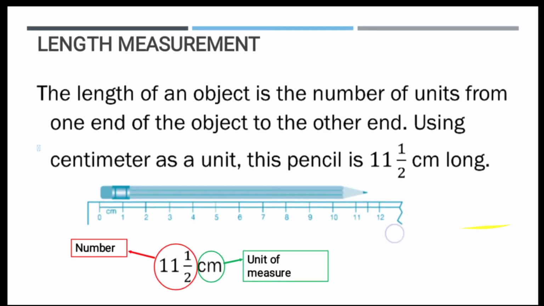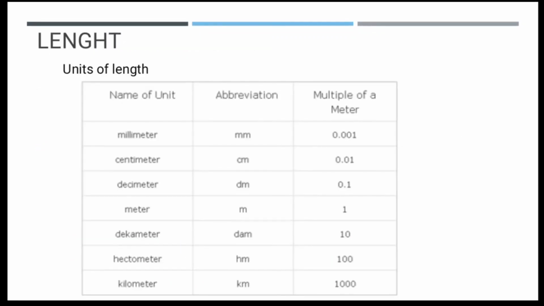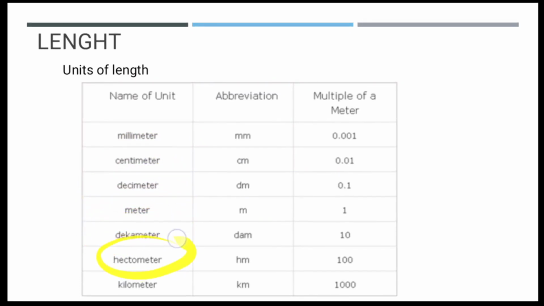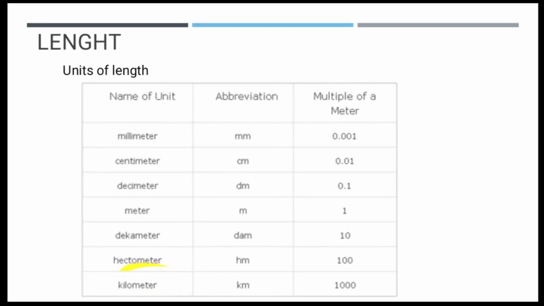Okay, these are the units of length. As you can see, under name of unit, we have the smallest unit in length, millimeter, followed by centimeter, then decimeter, meter, then decameter, hectometer, and kilometer. These are the commonly used units in length. Okay, so the biggest one is the kilometer.